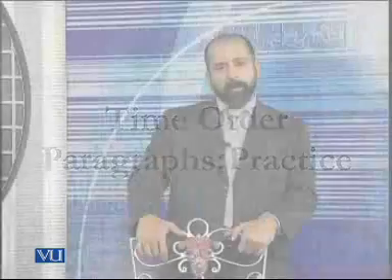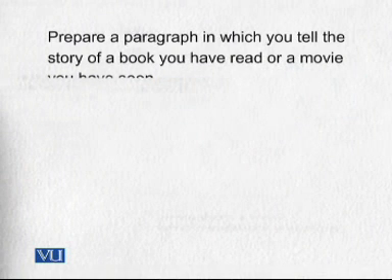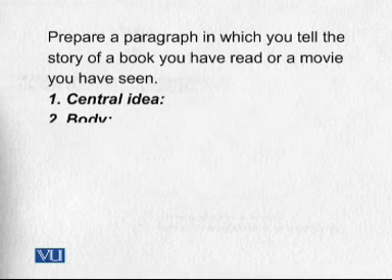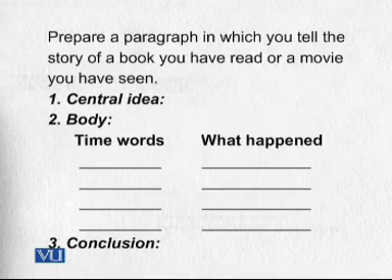One more home task for you, which you can try at home and see whether you are now able to produce time order paragraphs, and whether you are able to keep your paragraphs distinct from each other: listing separate, order of importance separate, and time order separate. The task for you is to prepare a paragraph in which you tell the story of a book you have read or a movie you have seen. Of course, how will you do it? The way events were in the movie, the way the movie started, the way it developed, the way it ended, exactly the same way you are going to write about it.